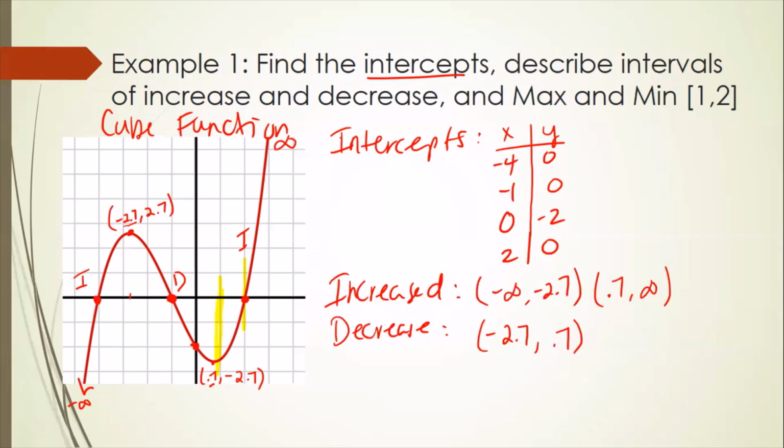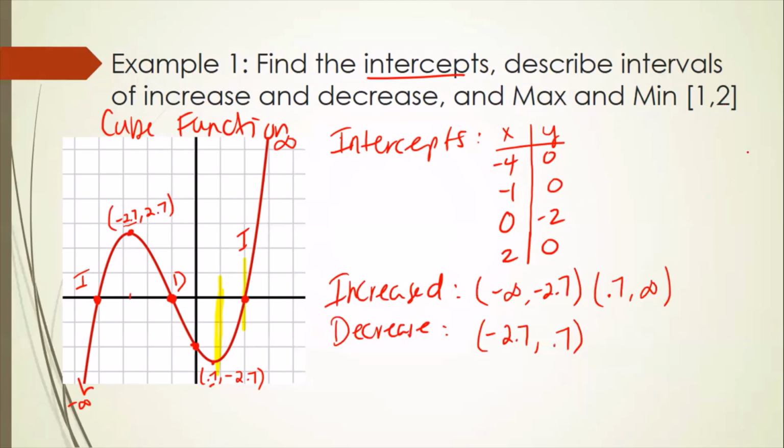Because our parent functions are doing what forever? Increasing, right? However, change happens. Kids act different than their parents. This is an example of when the kids act different. Okay. All right, next. It says identify your max and min from 1 to 2.